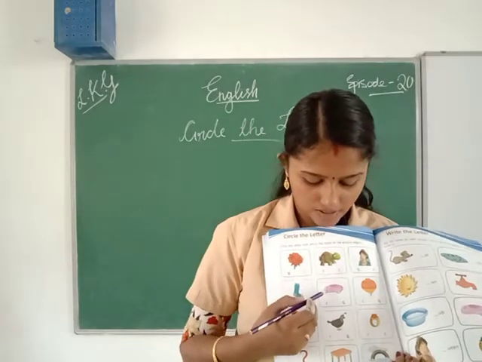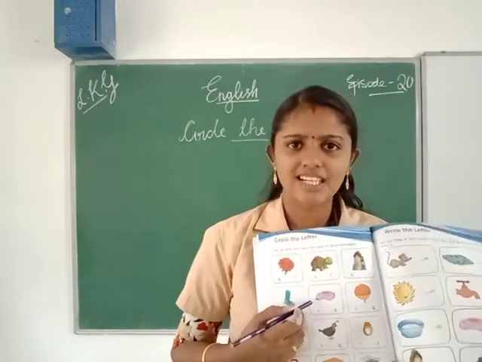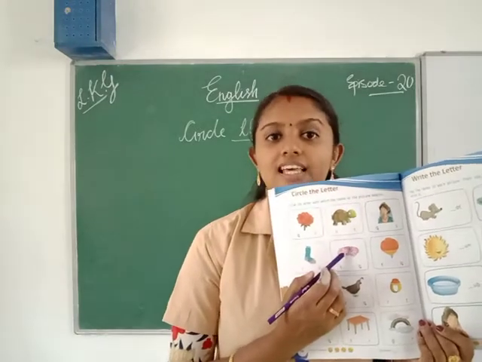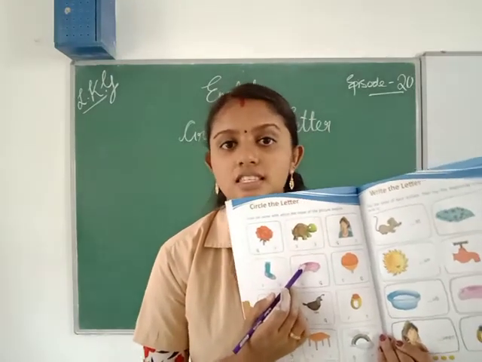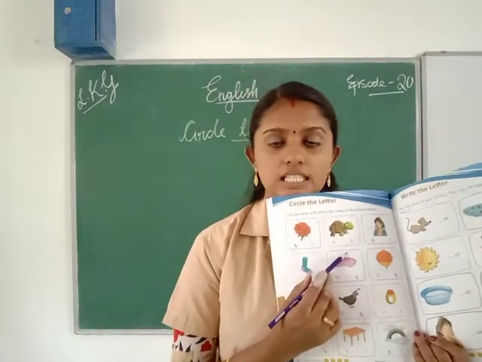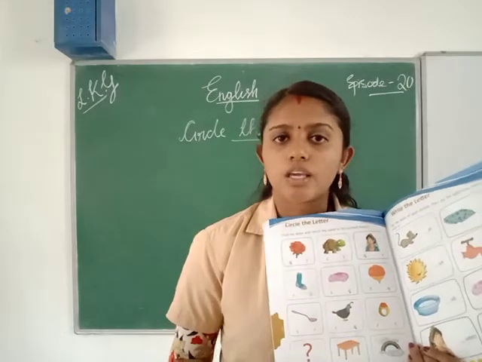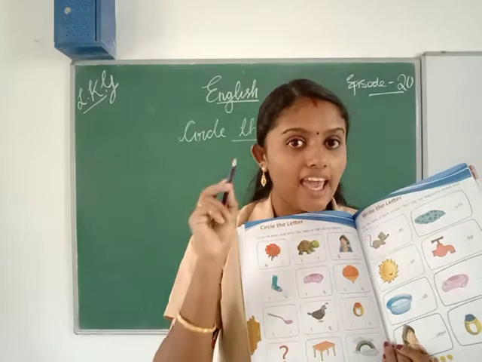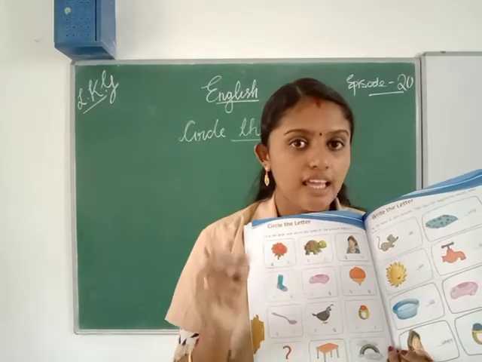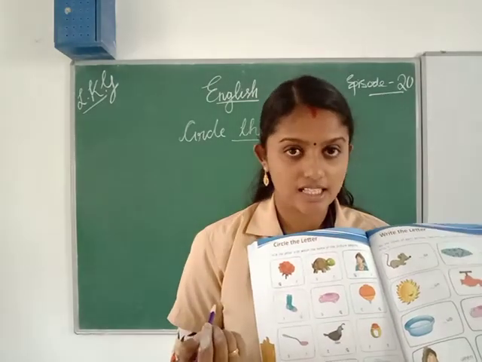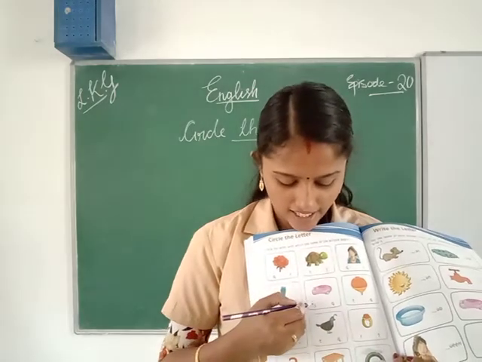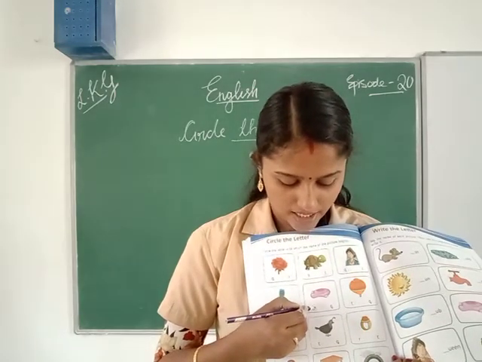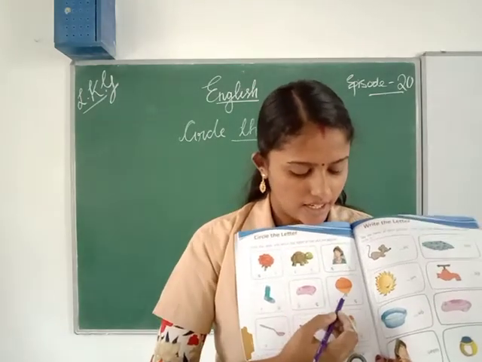Okay. Next one. What is this? Yes. This is a soap. Okay. Soap. Which letter is begin? Yes. Say loud. Okay. Here where is the S? Here. So circle it. Next one.